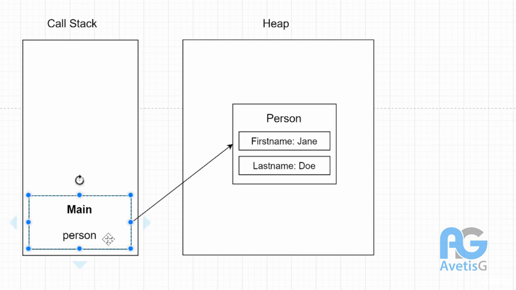Now the person is still pointing to the same address in memory. However, this data has now been changed. It's been changed to Jane Doe. And this is exactly why we saw it changing the second time around. And this is the fundamental difference between value types and reference types.